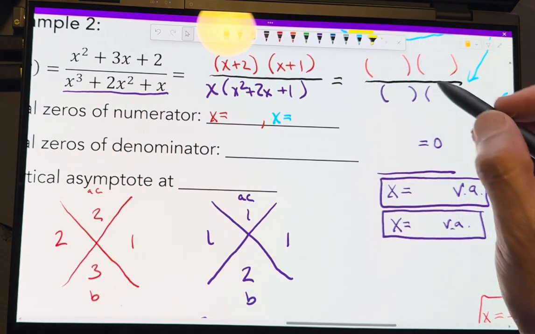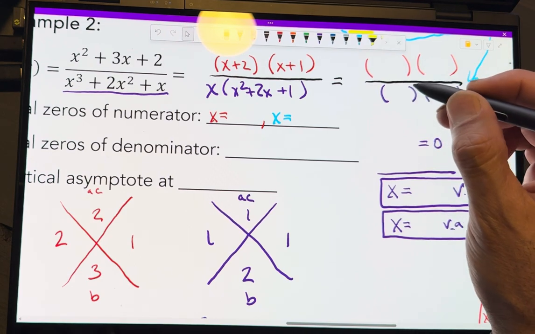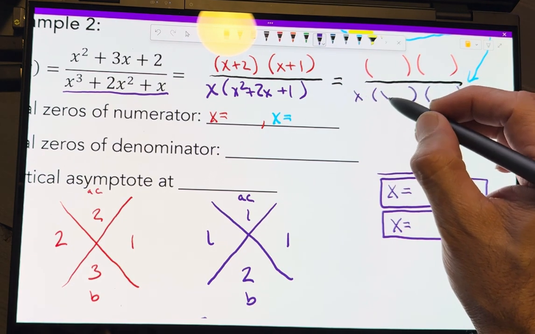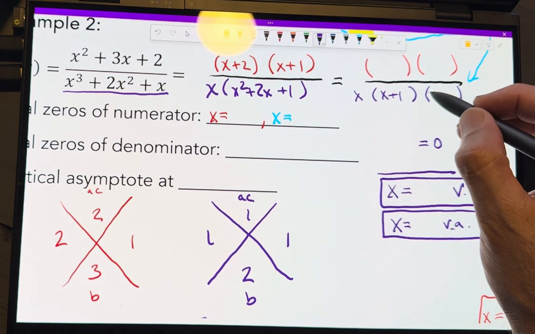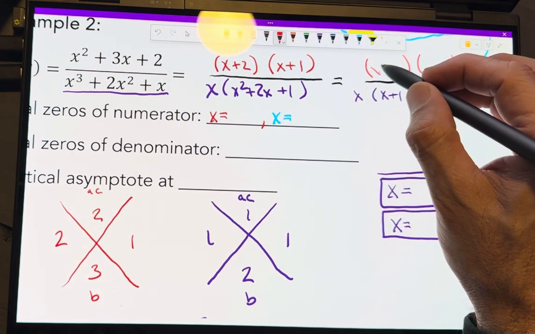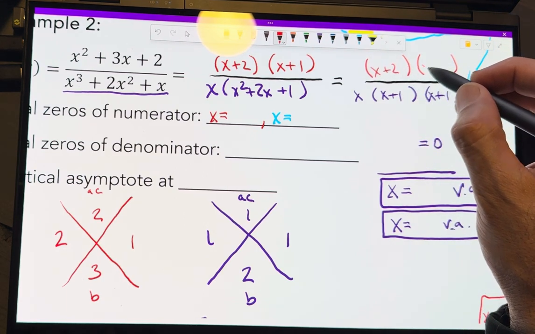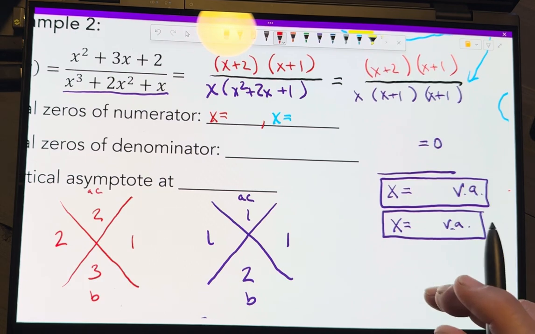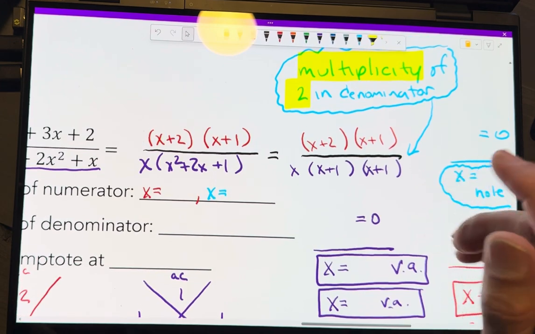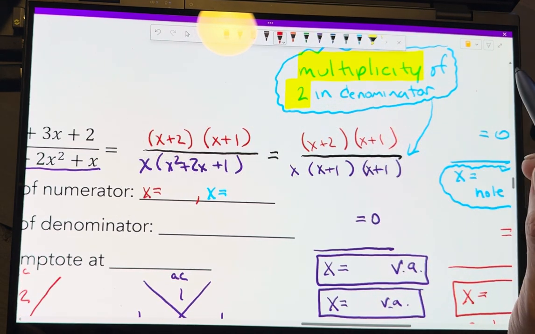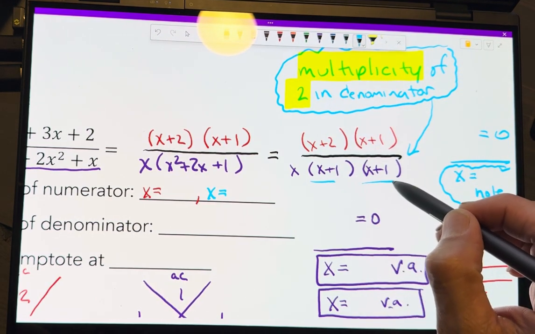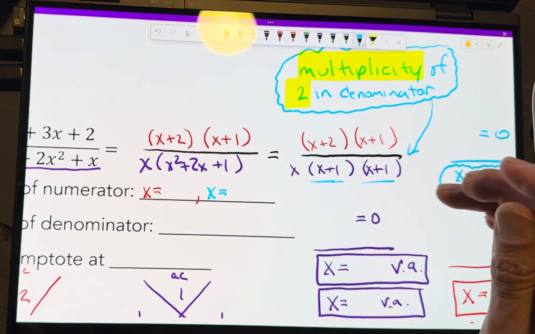Now we did our AC method for that. So we have x times x plus 1 from here, and then we have x plus 1 again, and x plus 2 times x plus 1. Okay, so we have something different going on here, because now we have this whole term that has a multiplicity of 2 in the denominator. Because x plus 1, we can see it's twice in the denominator. So it does have a multiplicity of 2, and that's going to come into play in a little bit.